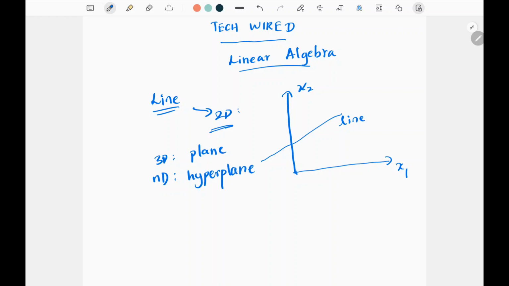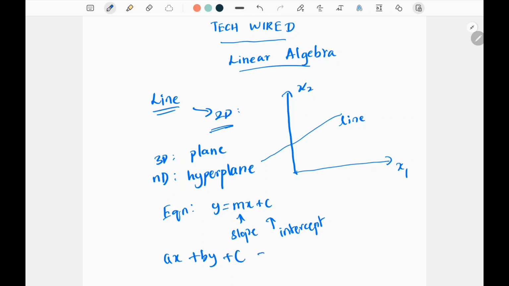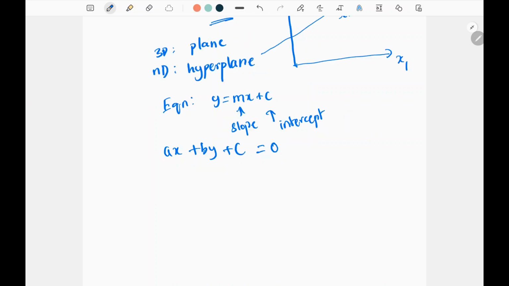Everyone should know this. In 2D representation, the equation of a line is y equals mx plus c, where m is the slope and c is the intercept. And the general form of this equation is ax plus by plus c equals 0. This is the general form.